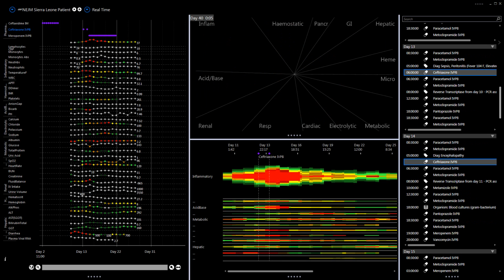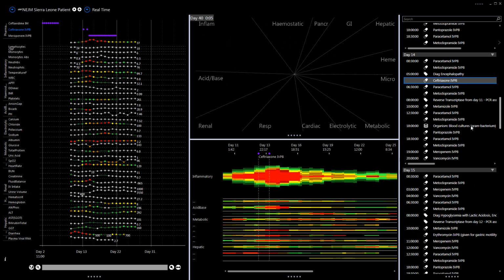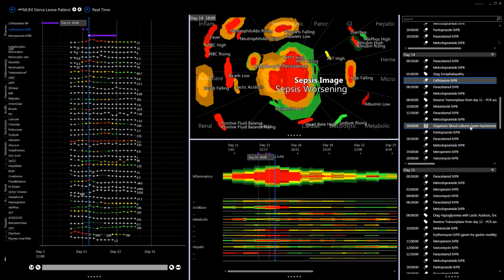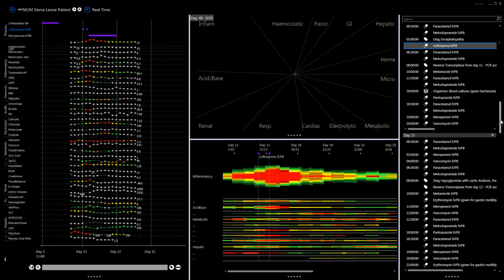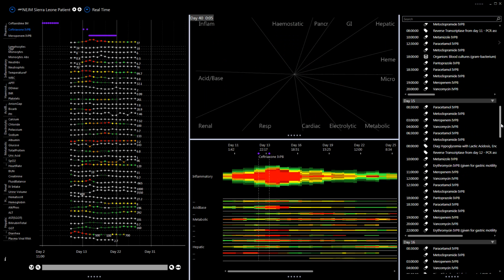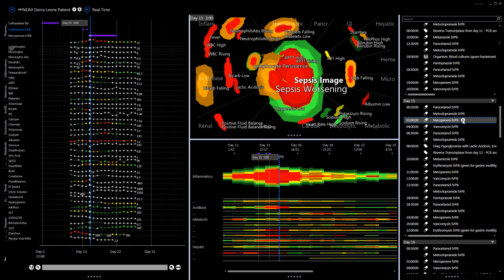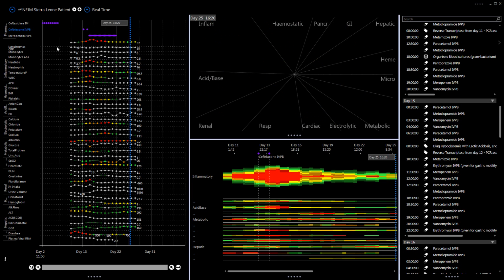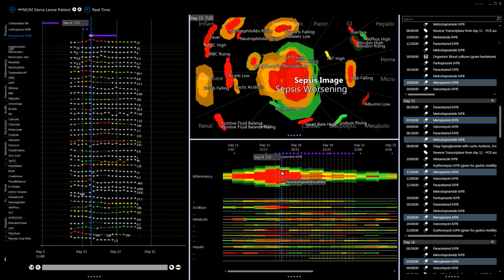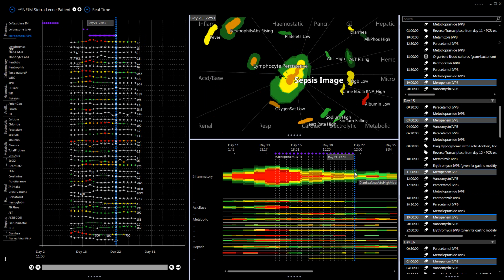Fortunately, the patient had an adjustment in therapy responsive to blood cultures, which were obtained on the 14th. At that time, the patient was identified as having a resistant organism, and his treatment was switched to meropenem. Now we see the treatment with meropenem over this timeline and the patient progressively improving.